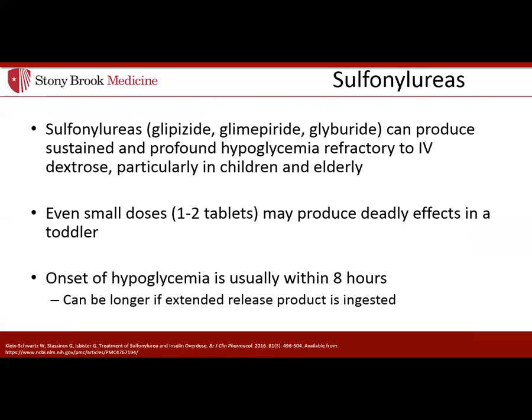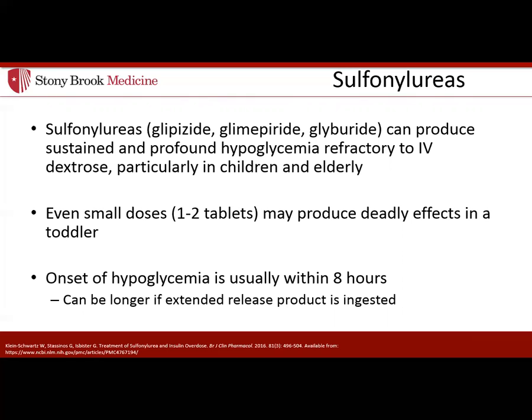So next we have sulfonylureas. So sulfonylureas are used for treatment of type 2 diabetes. And sulfonylureas act by stimulating insulin release from the pancreatic beta cells. So some examples include glipizide, glimepiride, and glyburide. So sulfonylureas are particularly dangerous because of their prolonged duration and increased elimination half-life during overdose.